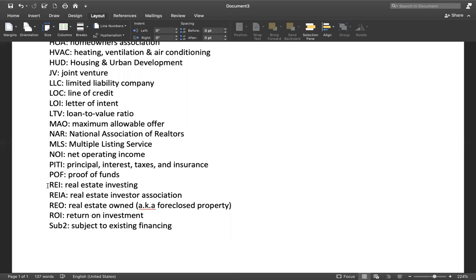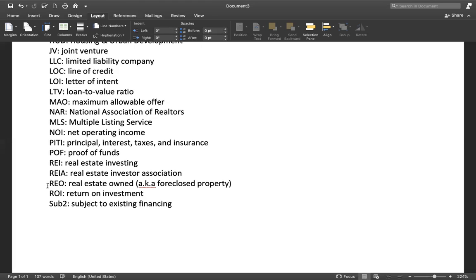MAO is maximum allowable offer. So that's when you're doing your own analysis. Let's just say it's a single family property, and you know what the ARV is, the after repair value. You know what the repair renovation estimate is going to be, and you know how much profit and holding costs you want. Subtracting all that out will give you your maximum allowable offer.